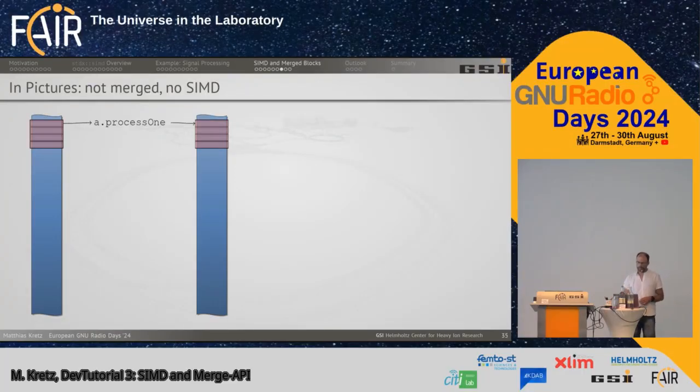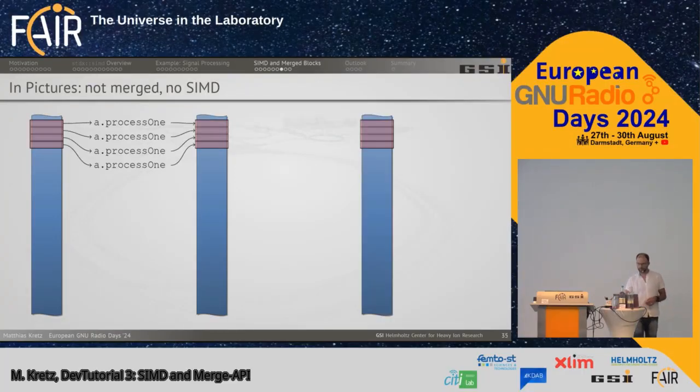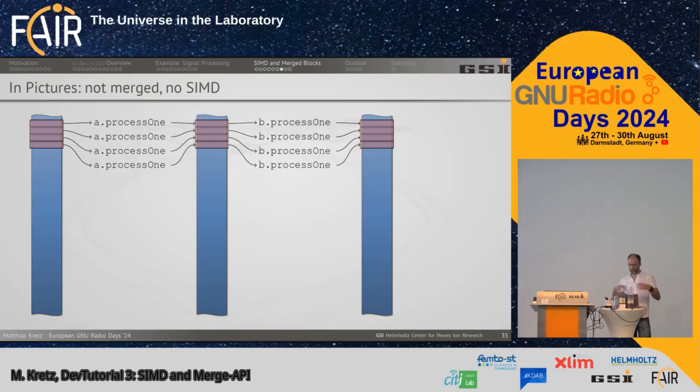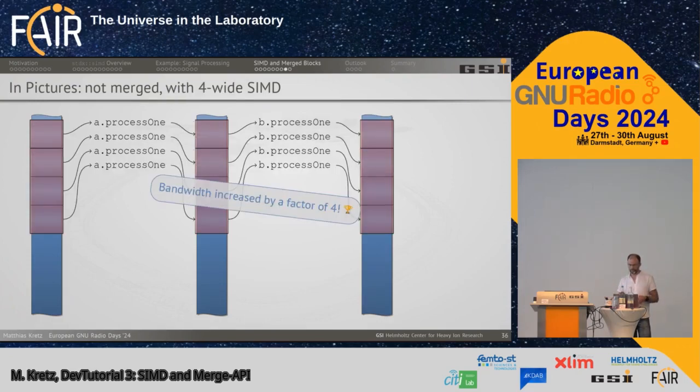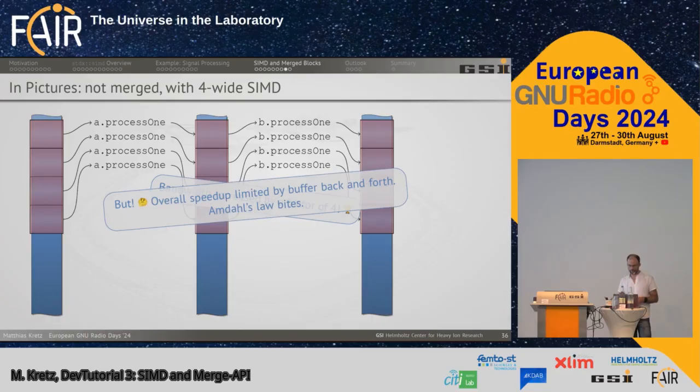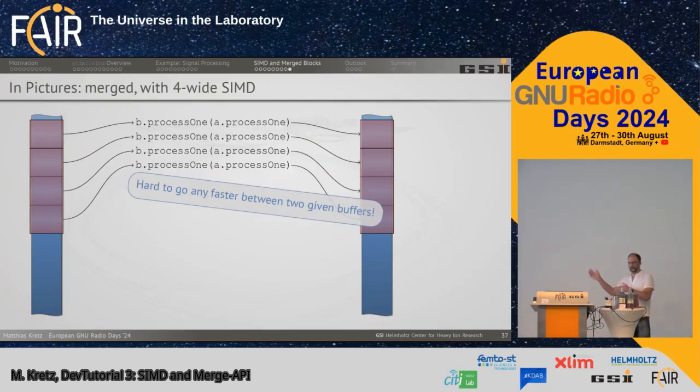Okay. Just a quick picture here again, how this merging improves things. So first, without SIMD, with SIMD, we're going in bigger chunks. Then we have per block this bandwidth increase, but this is where Amdahl's law bites. So we want to get rid of this buffer in between, and this happens when we do the merging. And it's hard to go any faster between two given buffers.